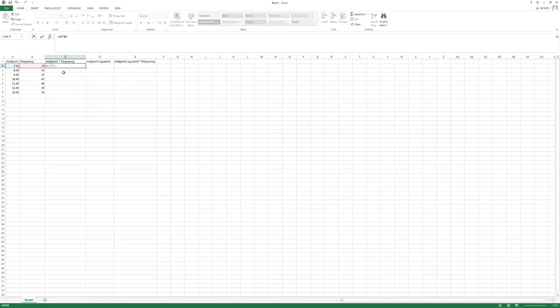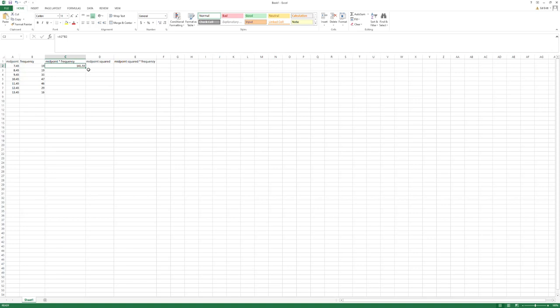Alright, so that's the midpoint times the frequency. Now you may be thinking, well, now I have to go through and do that for all the other columns, all the other rows. But there's actually a shortcut.